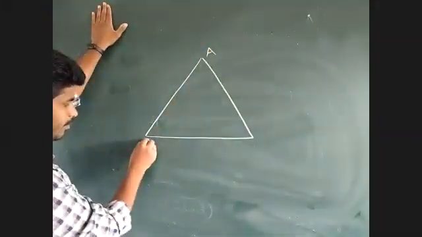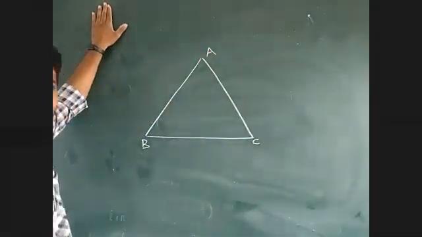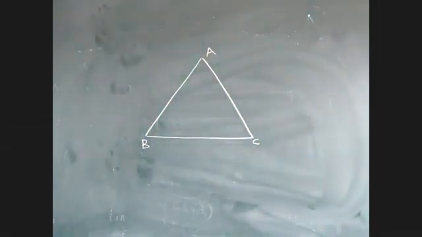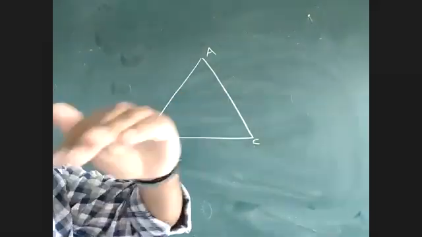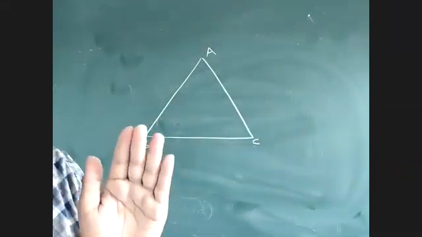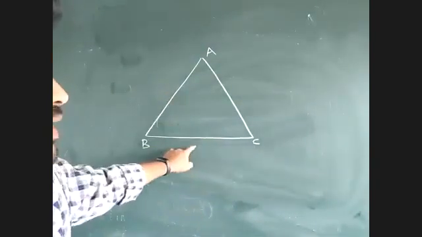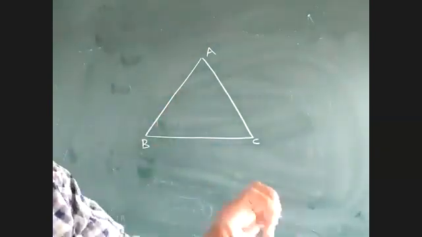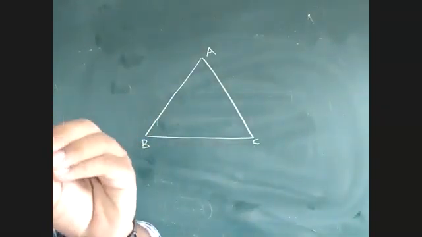A, B, C is a triangle. In this triangle, total how many sides are there? Three sides: AB, BC, CA, right? So from these three sides, if you draw a line, that line is parallel to any one side of a triangle, whether AC or BC or AB, whatever it may be. You take any one side and draw a line parallel to it.